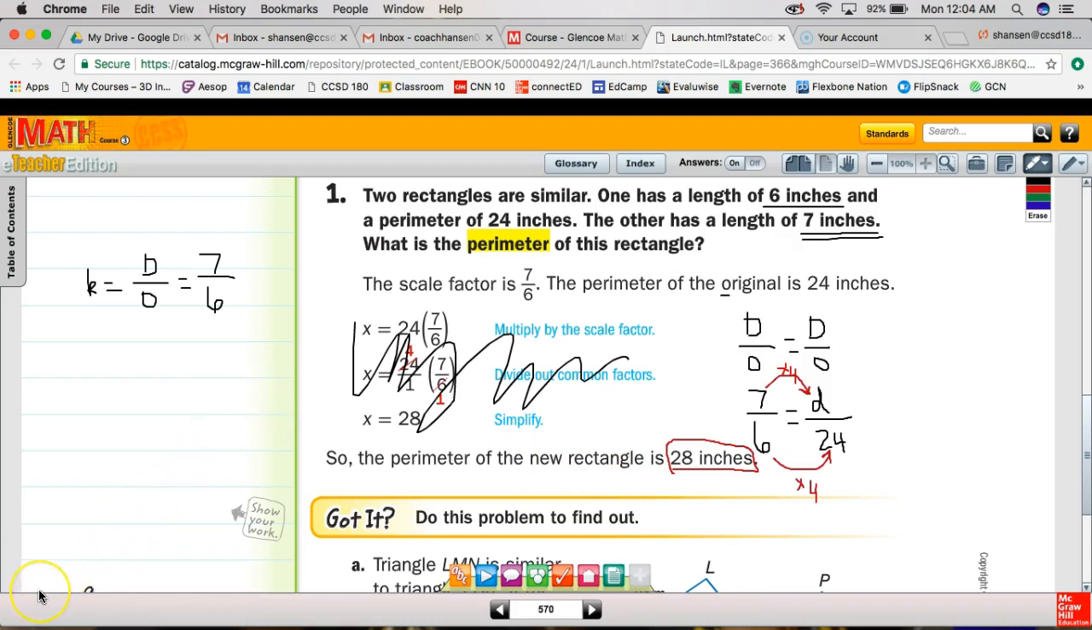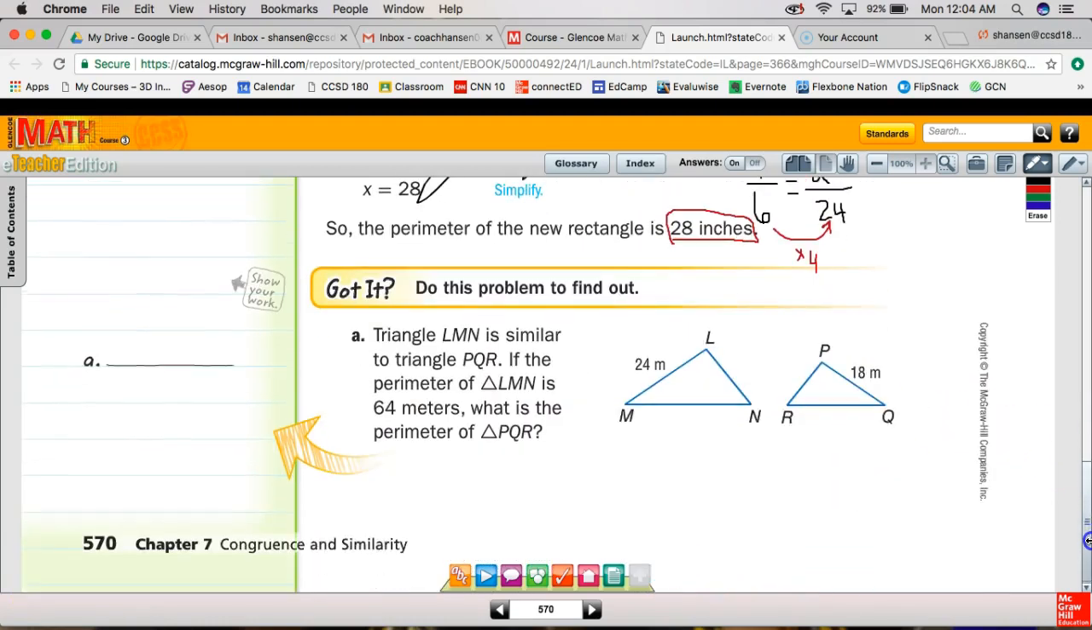Otherwise, we can venture ahead and do an example on your own. Problem A. Triangle LMN is similar to triangle PQR, so they are similar. I like to draw my thing there just in case to remind myself. So what does that mean?